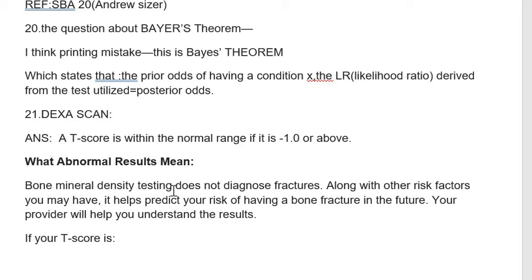So our T-score is within the normal range if it is -1 or above. This is -1. -2, that will be lower than this one, okay?